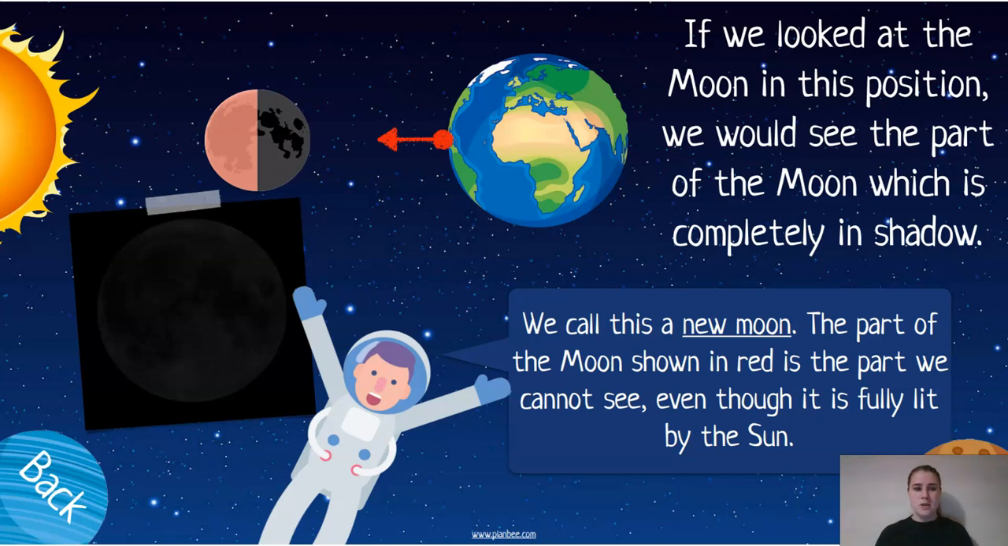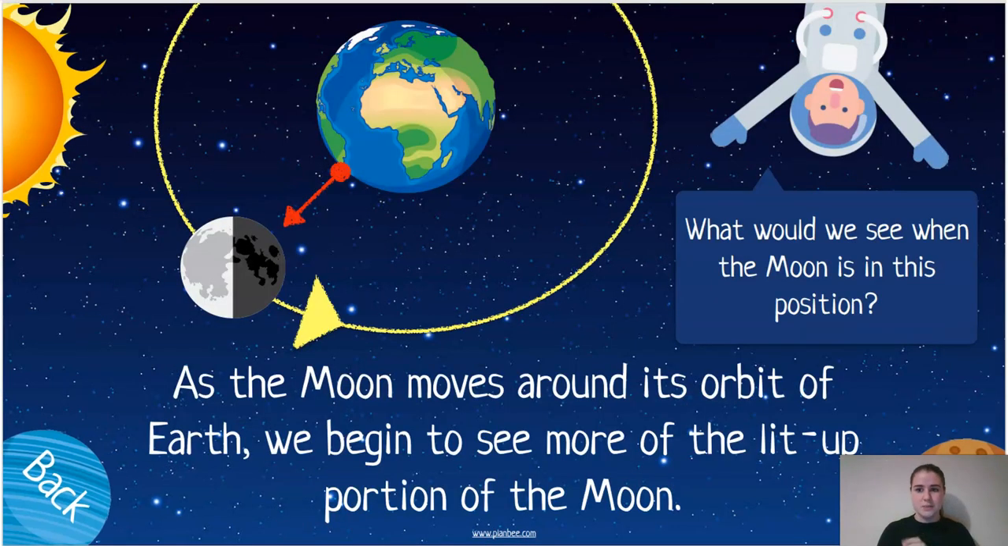So the part of the moon that's shown in red, which is on the other side, okay, that's the bit we can't see. That's the bit on the other side of the moon, even though it's completely fully lit up by the sun, because it's exactly halfway between both of us. It's completely blocked us out, so we actually can't see that side.